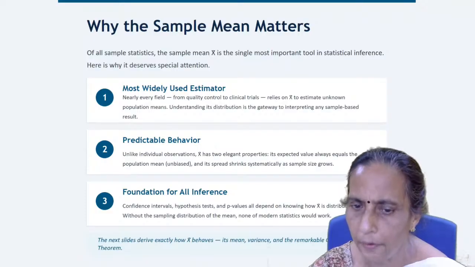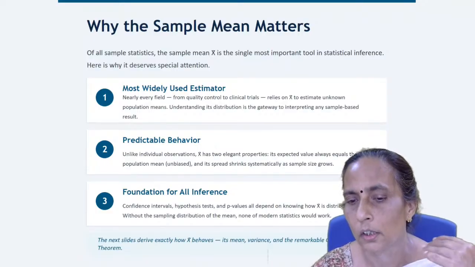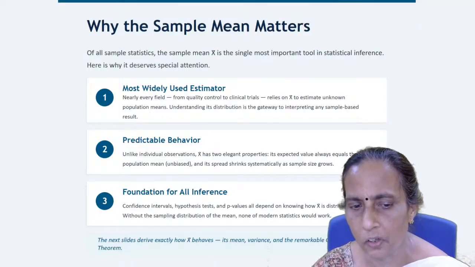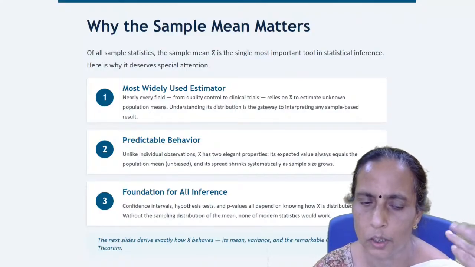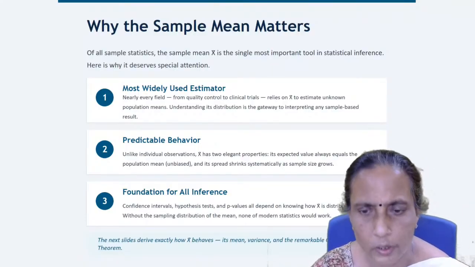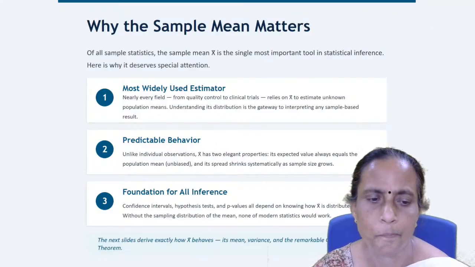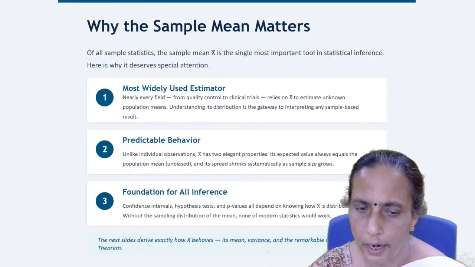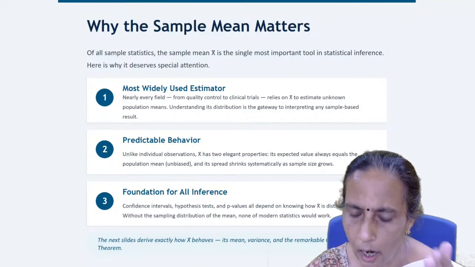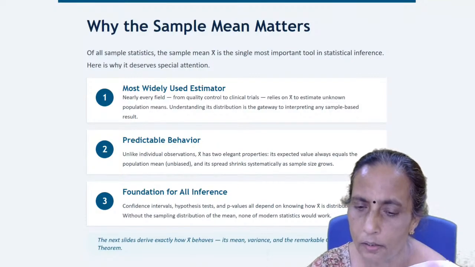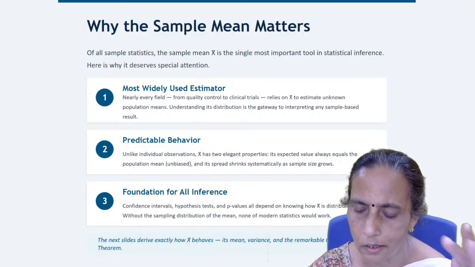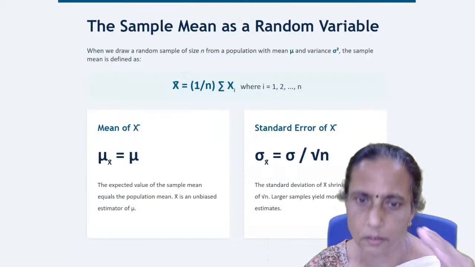And it is the foundation of all inferences, whether confidence intervals, hypothesis testing or p values; all depend on knowing how your sample mean is distributed. Everything depends on the sample mean distribution. Without the sampling distribution of the mean, none of modern statistics can work. So we will derive exactly how the sample mean behaves: the mean of the sample mean, the variance of the sample mean, and the remarkable central limit theorem, which we will be discussing next.